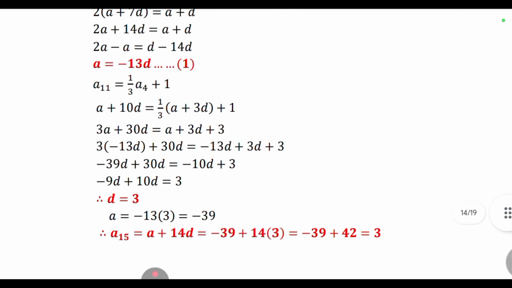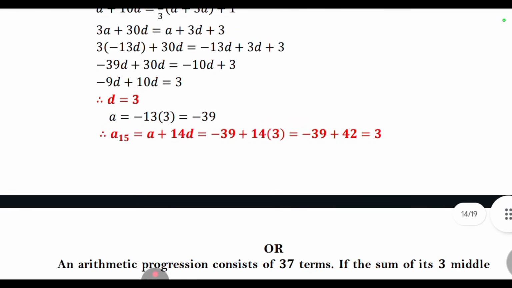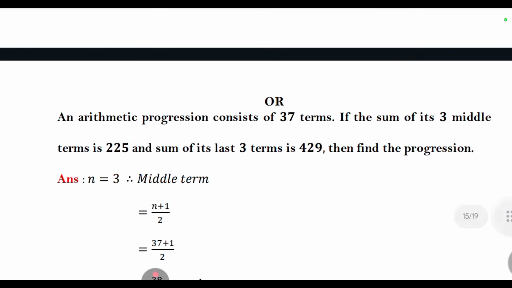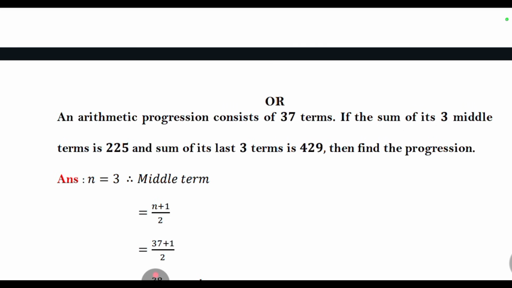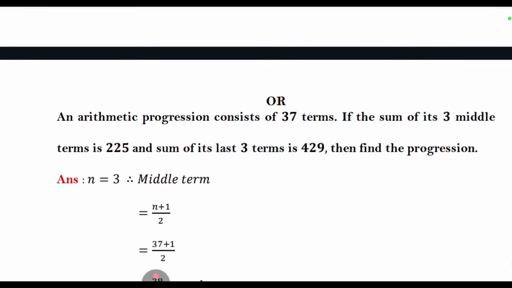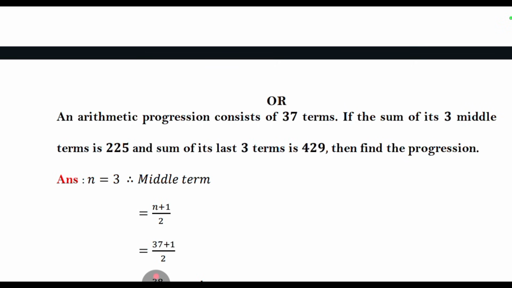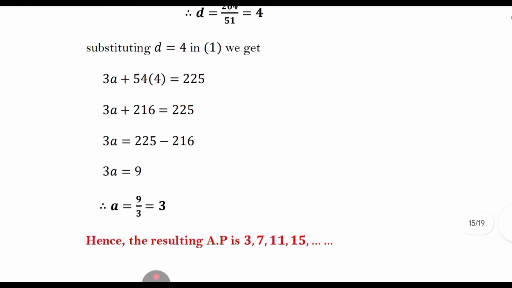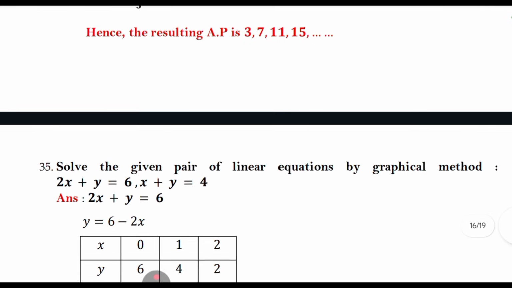So these are the complete and detailed steps. You can solve this by understanding the steps I have solved. Our option is, an arithmetic progression consists of 37 terms. If the sum of its 3 middle terms is 225 and the sum of its last 3 terms is 429, then find the progression. So this is the answer to that. Very systematically I have written.